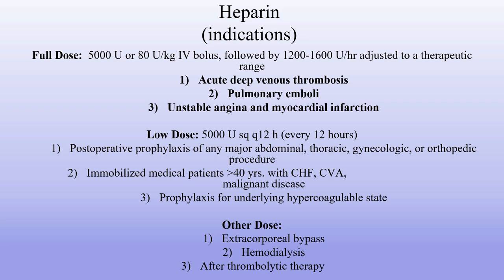Low dose: 5,000 units subcutaneous each 12 hours, used for postoperative prophylaxis of any major abdominal, thoracic, gynecologic or orthopedic procedure. Immobilized medical patients more than 40 years old with CHF, CVA, or malignant disease. Prophylaxis for underlying hypercoagulable state. And other doses are used for extracorporeal bypass, hemodialysis, and after thrombolytic therapy. About pregnancy, heparin can be used in pregnancy.